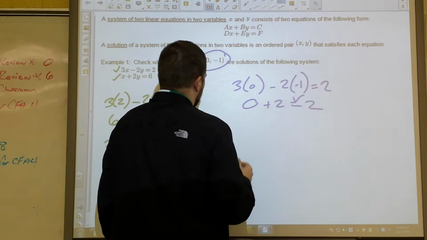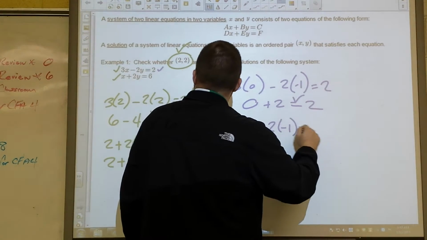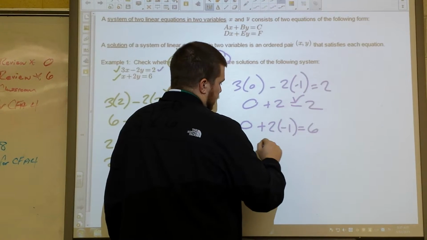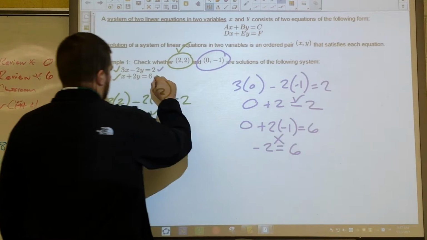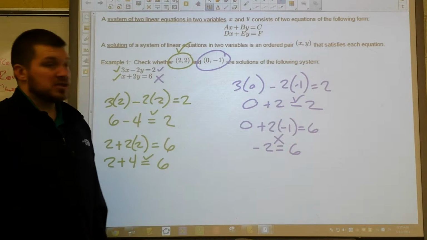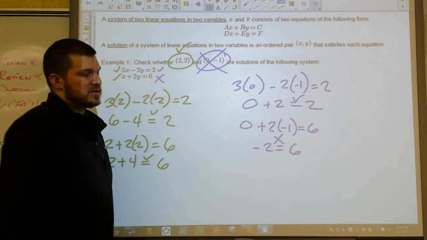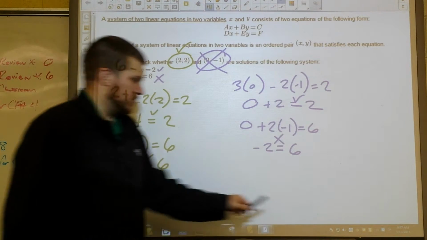Check the second equation now. We have 0 plus 2 times negative 1 is supposed to be equal to 6. Well, I have negative 2 is supposed to be equal to 6. That doesn't work, so this equation doesn't work. Since the ordered pair 0, negative 1 does not work for both equations, it is not a solution of this system. Again, it has to work for both equations in the system to be a solution of the system.